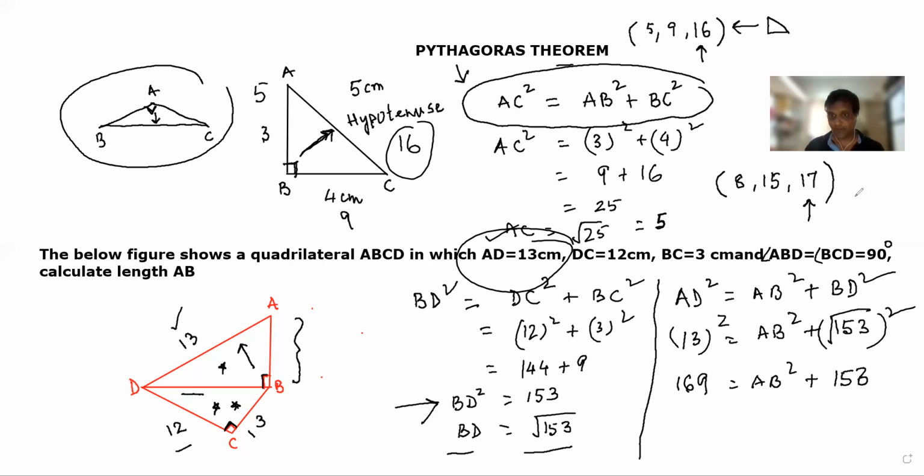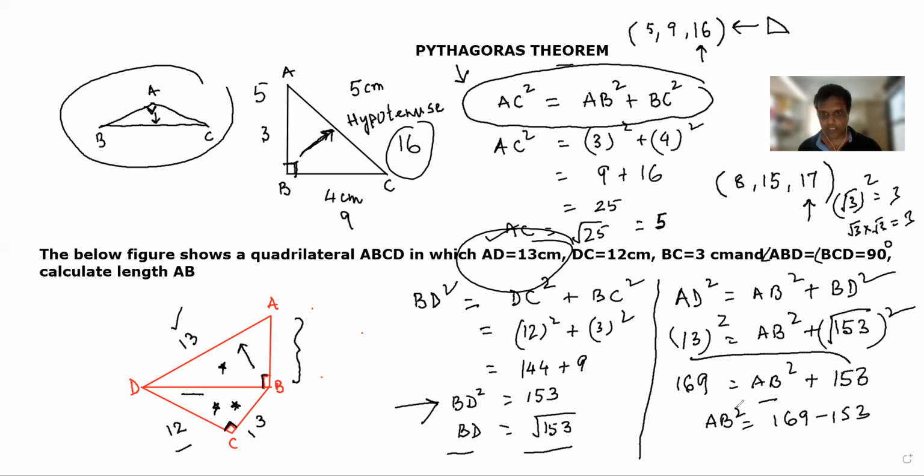I hope I'll repeat this. Root 3 square will be 3, right? Root 3 square means root 3 into root 3, which is 3. We did that in the rational and irrational chapter. All right, so AB square will be equal to 169 minus 153. We transpose, we take this on the other side, right? And this is how much? 16. So AB is square root of 16, which is 4.